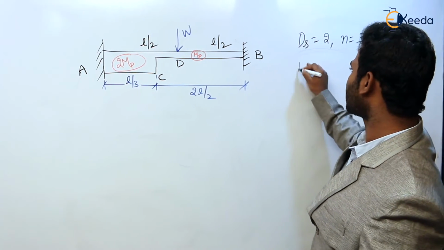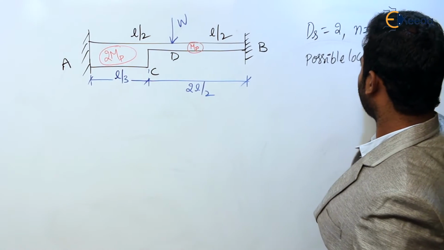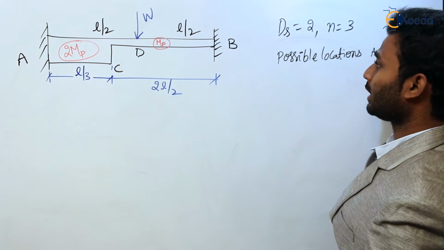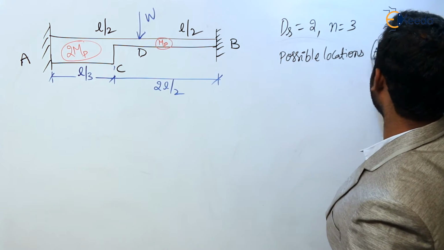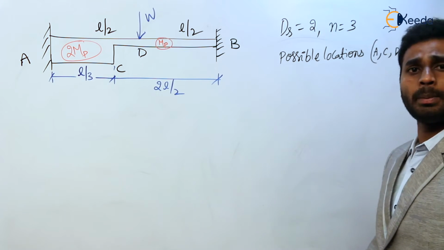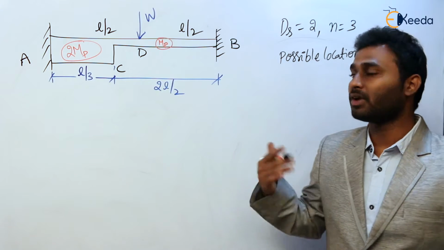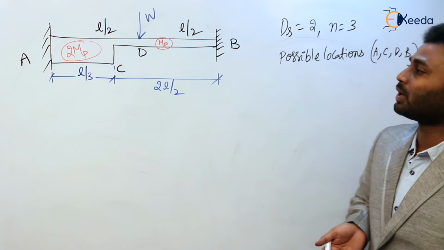Now, possible locations: A, C, D, B. So there are 4 possible locations, but for the formation of a mechanism, we require only 3. So again we have to go for the possibilities. Agree or not? We have to go for the possibilities. So what are the possibilities?